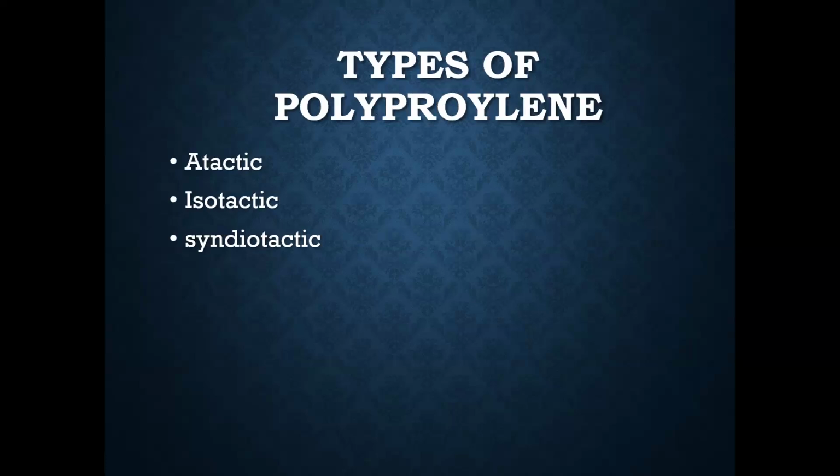Polypropylene has three types, and this classification depends on how the methyl group is distributed on the polymer. There are three types of polypropylene: atactic, isotactic, and syntactic.